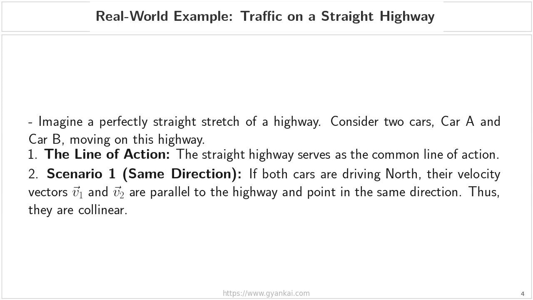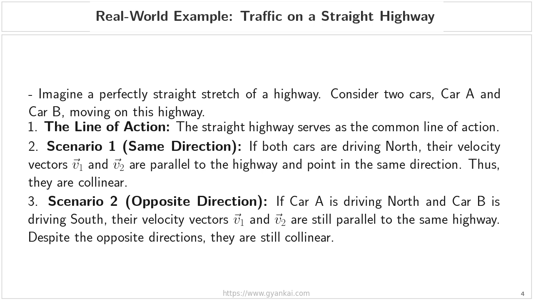Suppose both car A and car B are driving north. If we represent their velocities as vector v sub 1 and vector v sub 2, you'll notice that both vectors are parallel to the highway and are pointing in the exact same direction. Because they share this alignment, they are collinear.